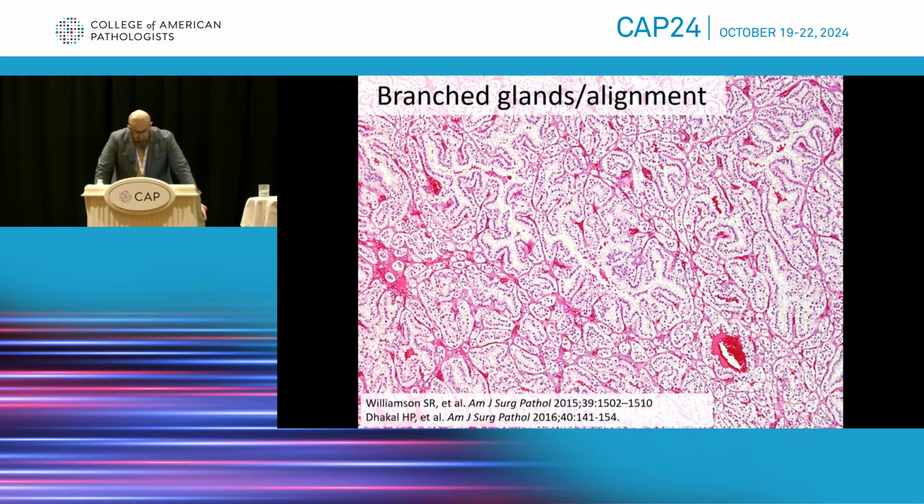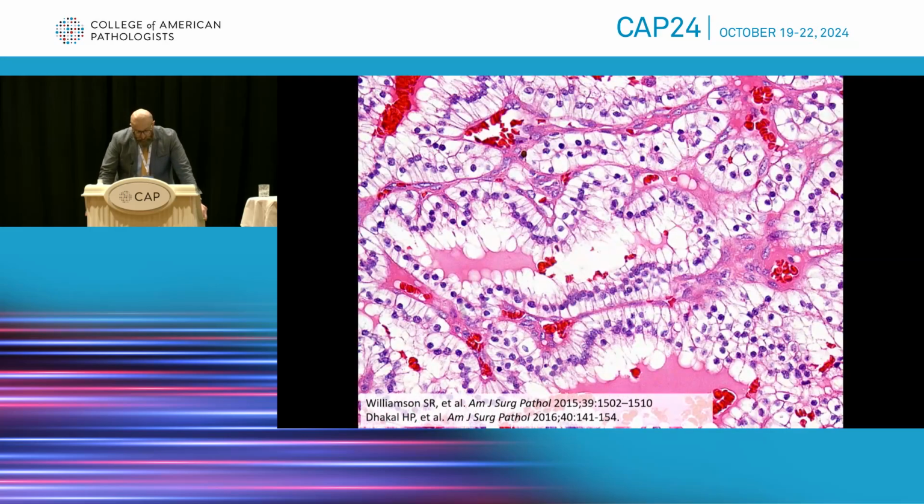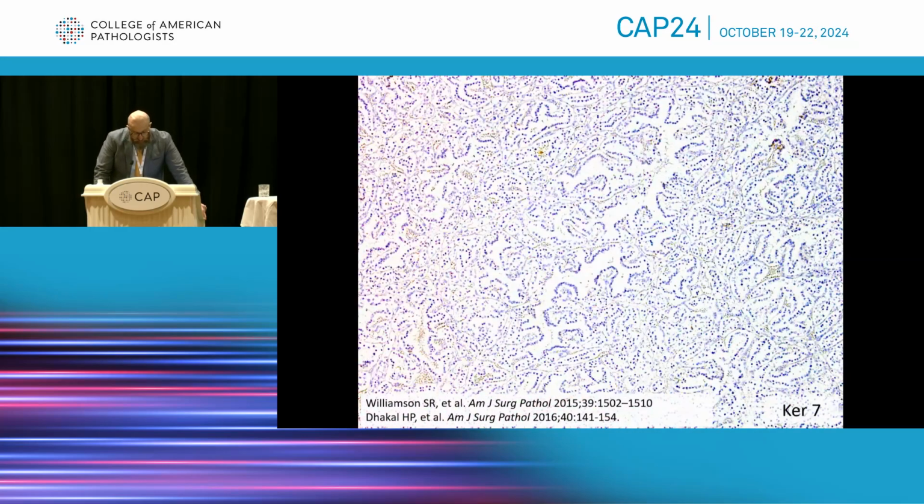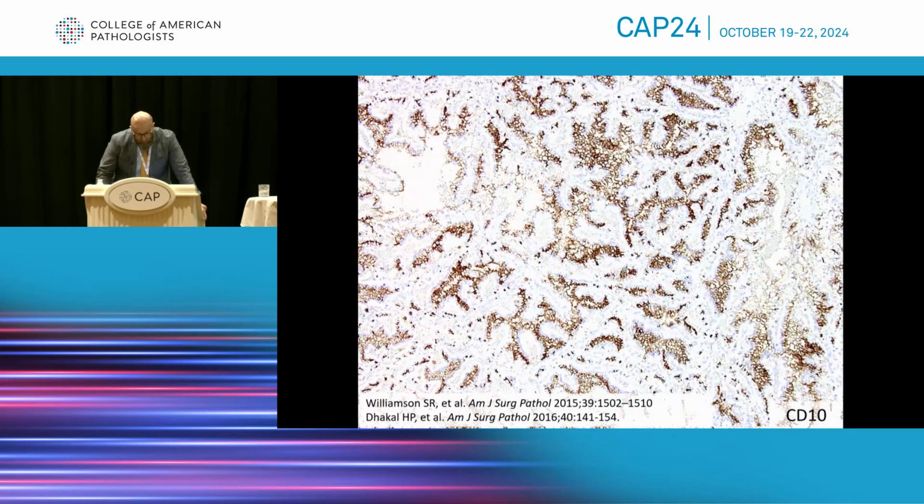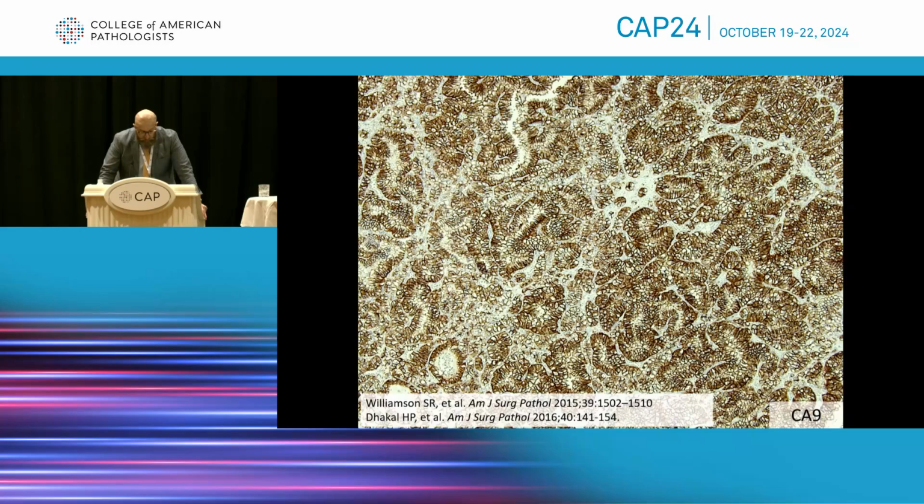So here's an example of one with branching of the glandular structures and nuclear alignment. Really good example of the nuclear alignment. But then in this one, the keratin 7 was totally negative, or it may be very focal and minimal. CD10 positive. So again, the immunohistochemistry is not right. Carbonic anhydrase 9 doesn't really distinguish between the two, so if you wanted to skip one of the markers, I think you could potentially skip this one.